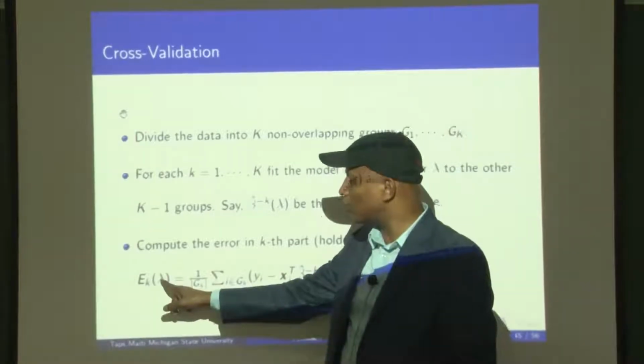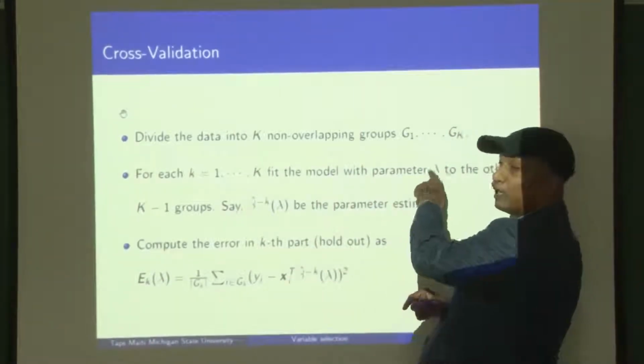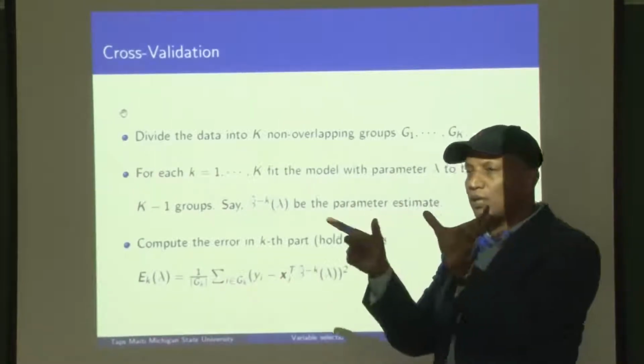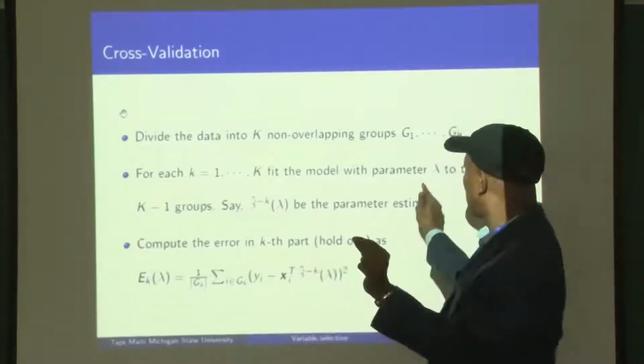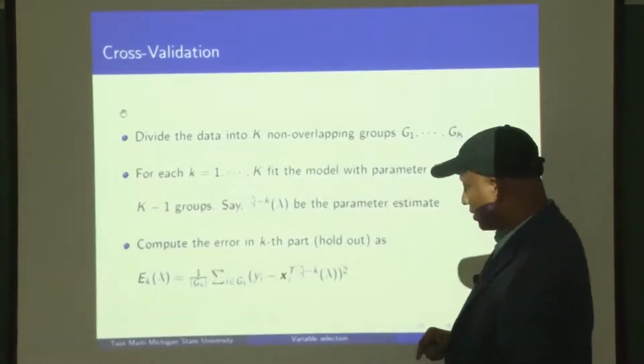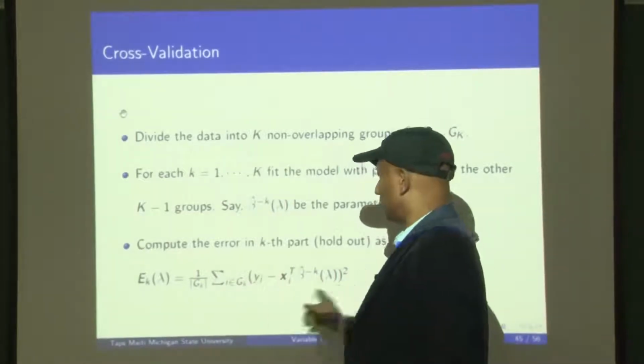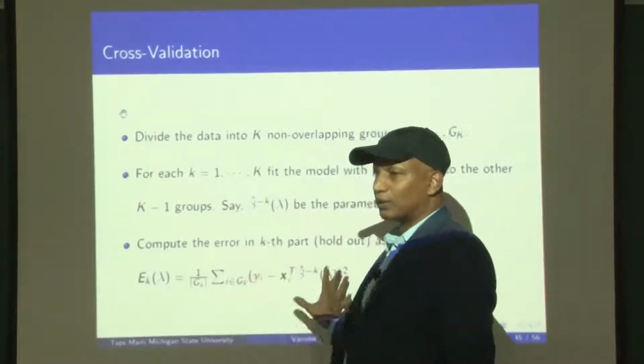Again, this will be a function of lambda, because we are calculating this only provided you know the lambda, because otherwise the high dimensional thing would not work. You have to choose lambda in such a way. That one is 1 over the cardinality of G_k. So you calculate this thing, all right?